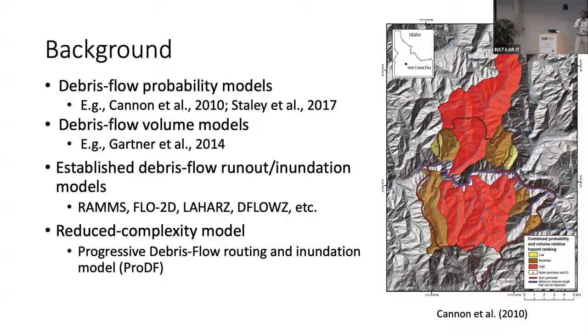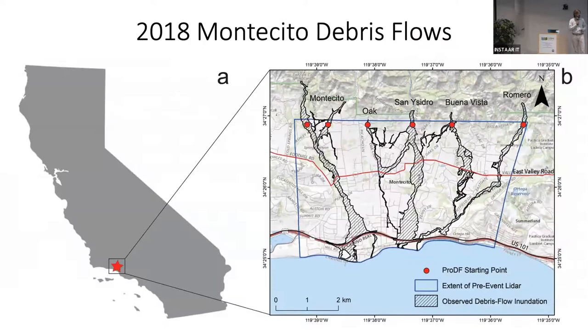We had this issue at the forefront of our mind when we wanted to develop a reduced complexity debris flow inundation model. We really wanted to prioritize having a model that had as few inputs as possible, was computationally efficient while maintaining accuracy that is offered by some more complex process-based models, and a model that can be easily implemented into the existing hazard assessment framework. And so with those goals in mind, we came up with a model called ProDF, or the Progressive Debris Flow Routing and Inundation Model.